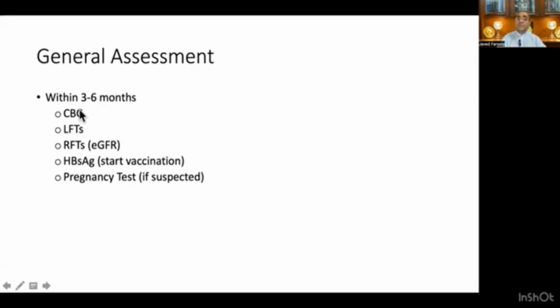So for general assessment within 3 to 6 months, the patient's complete blood count, liver function tests, and renal function tests should be available, and the HBsAg must be checked, and vaccinate these patients for hepatitis B. And of course, if there is a chance that the patient may be pregnant, a pregnancy test should be done. If these tests are available within 3 to 6 months, it's okay. Otherwise, you need to repeat these tests for the general assessment of these patients.